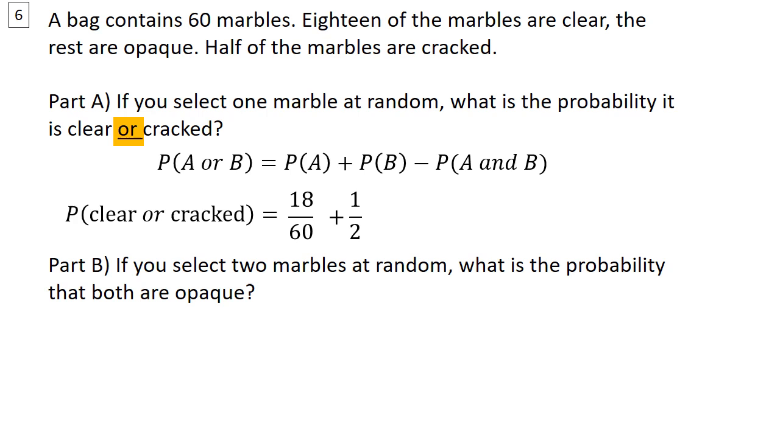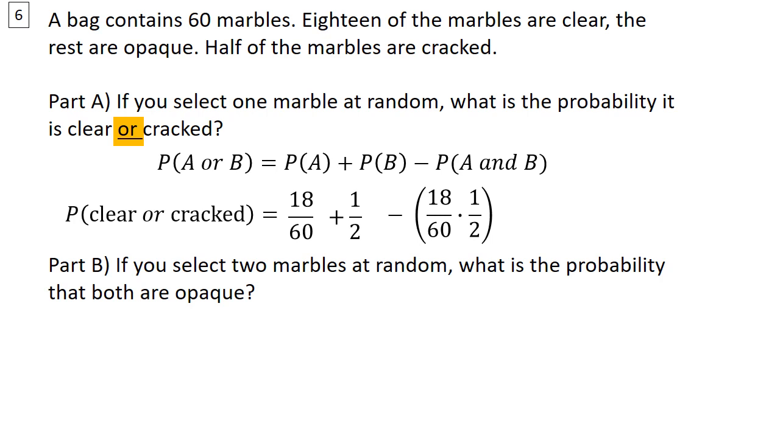Now, it doesn't say half of the clear marbles are cracked. It doesn't say half the opaque marbles are cracked. It says half of the marbles are cracked. And with that information, we have to assume that it's 1/2 regardless of what it is. So we can multiply our probability for what we subtract, but we have to subtract that probability of it being both. So 18 over 60 times 1 over 2. That's our OR probability formula, 18 over 60 plus 1 over 2 minus 18 over 60 times 1 over 2.